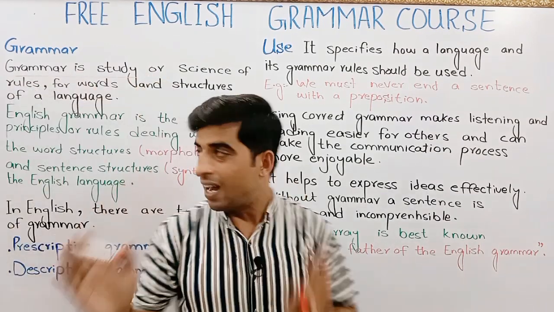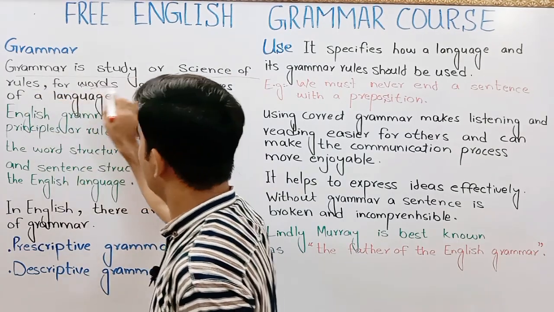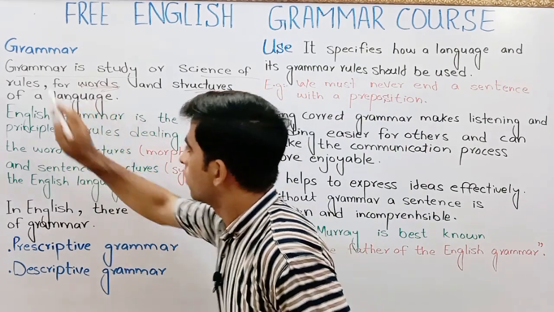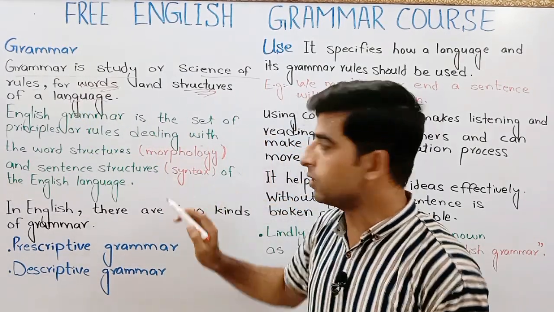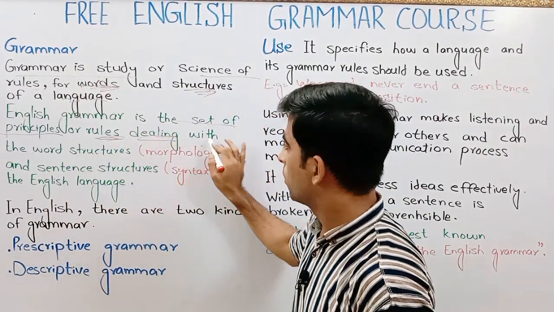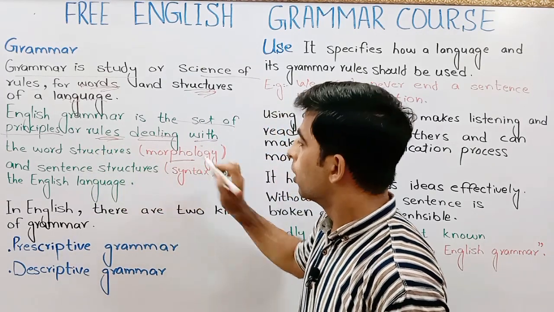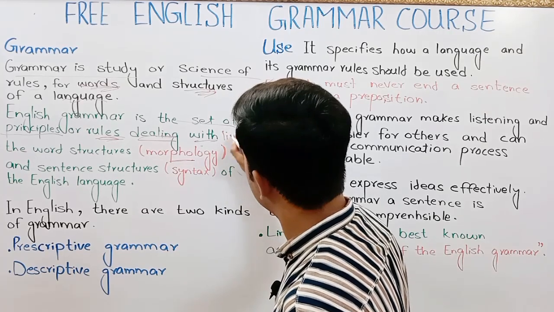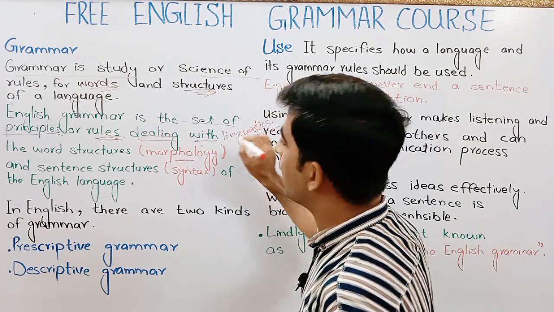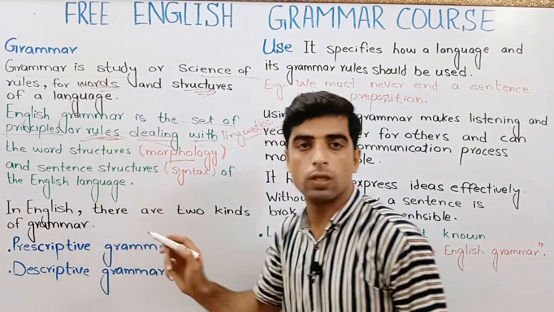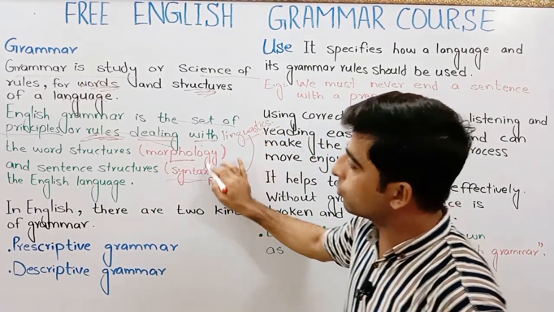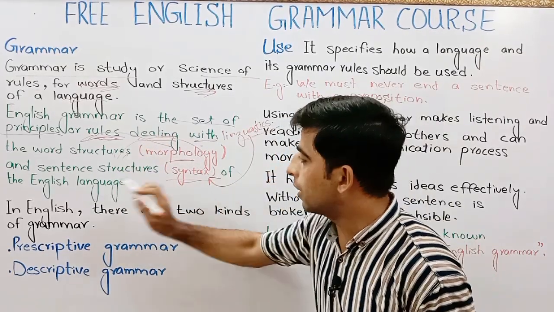Grammar is the study or science of rules for words that we utter and structures of a language. English grammar is the set of principles, regulations, or rules dealing with word structures. Morphology is the branch of linguistics that deals with word structures. Syntax, sentence structure, is also a branch of linguistics that deals with the sentence structure of the English language.